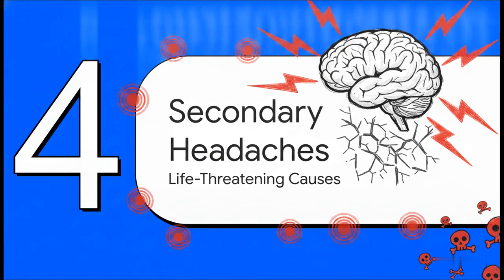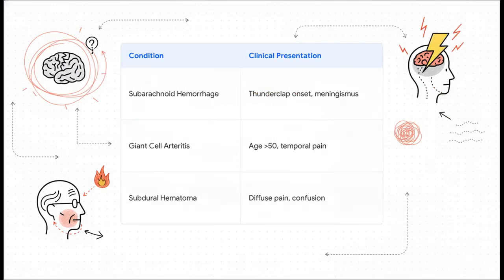Section 4. Unmasking Secondary Headaches, the Life-Threatening Causes. Okay, now we have to shift gears back to unmasking the secondary headaches. These are the instances where head pain is merely a symptom of a much more dangerous underlying pathology. Paying attention to specific clinical risk factors can instantly unmask a life-threatening condition.